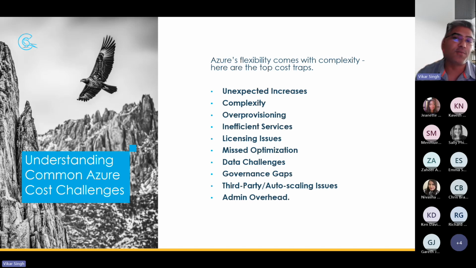Unexpected cost spikes, billing confusion, over provisioning, inefficient services, licensing mix-ups, missed savings, data headaches, governance gaps like we previously covered, third-party scaling quirks, and the quiet silent killer that I see a lot of organizations facing right now: admin overhead, which is not really a cost that's being tracked properly. I'm sure some of these things sound really familiar to a lot of us on the call right now, and they're problems we're probably going to face as we proceed with our journey to the cloud and try to optimize. So let's get started, right?